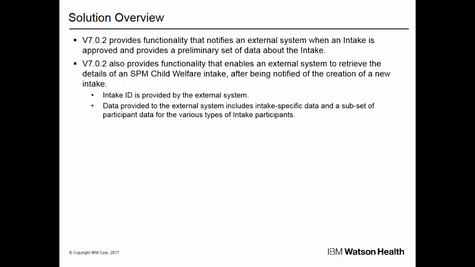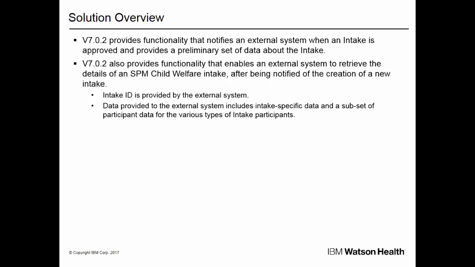Version 7.02 also provides functionality that enables an external system to retrieve the details of an SPM child welfare intake after being notified of the creation of a new intake. The external system is able to provide an intake ID as an input parameter to retrieve further details for the child protection services, family services, and interjurisdictional intake types.